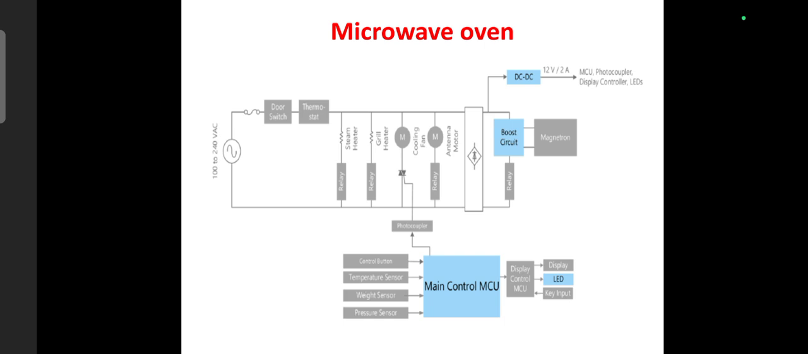The rotating turntable ensures uniform exposure of food to microwave energy, resulting in even heating. Safety features such as interlock switches prevent operation when the door is open, protecting users from microwave exposure. So together, these components ensure safety and efficient cooking performance.